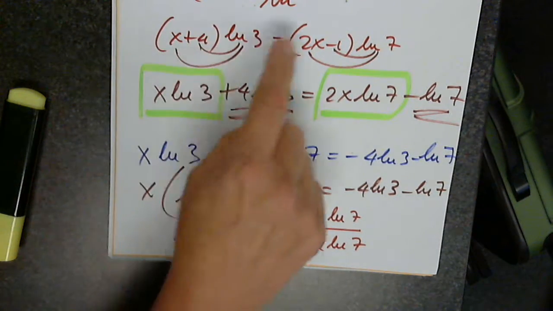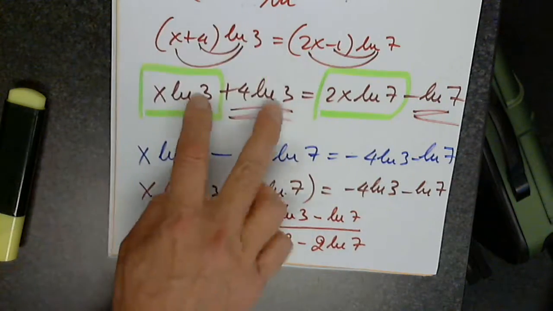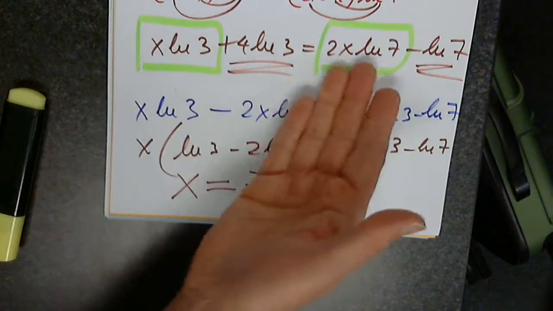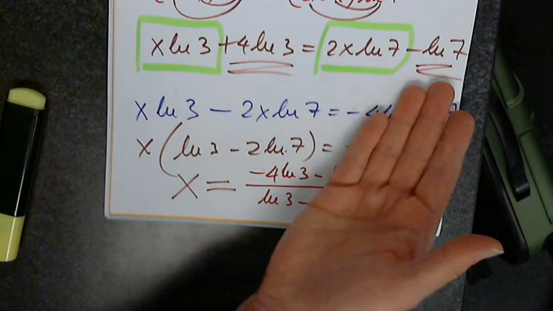So that's why it has to be in parentheses. Now I distribute to these two terms natural log 7. And then I realize that these two have to be on one side and these two have to be on the other.